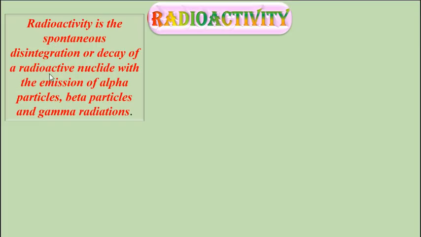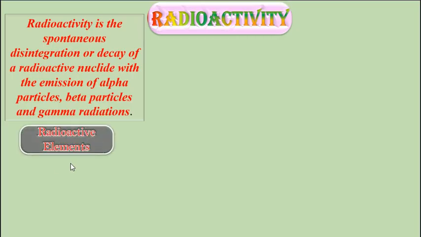Now, another thing you see in this definition is a radioactive nuclide with emission. So when the radioactive nuclide decays, it's going to give us some radiations and particles. These are called radioactive emission or radioactive radiation. What are they? Number one, alpha particle. Number two, beta particle. Number three, gamma radiations. These are the radiation and particles that are emitted.